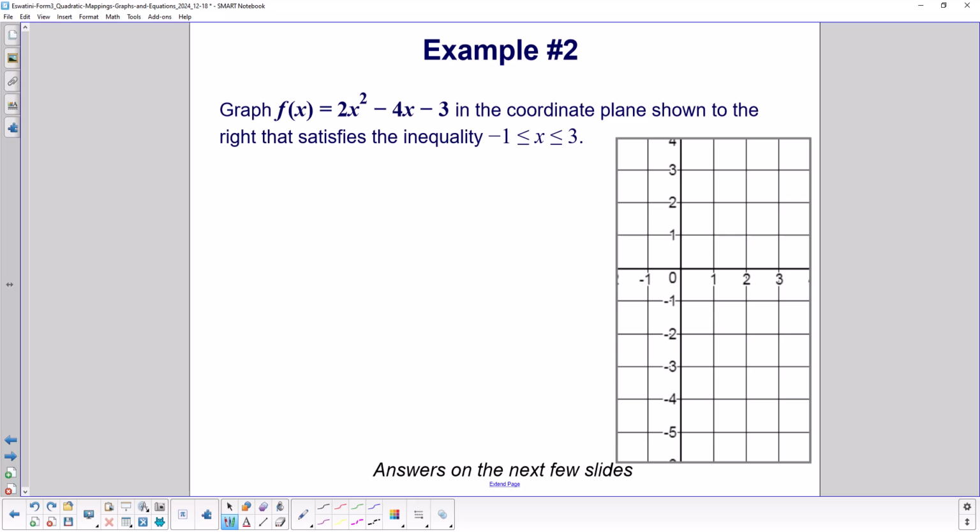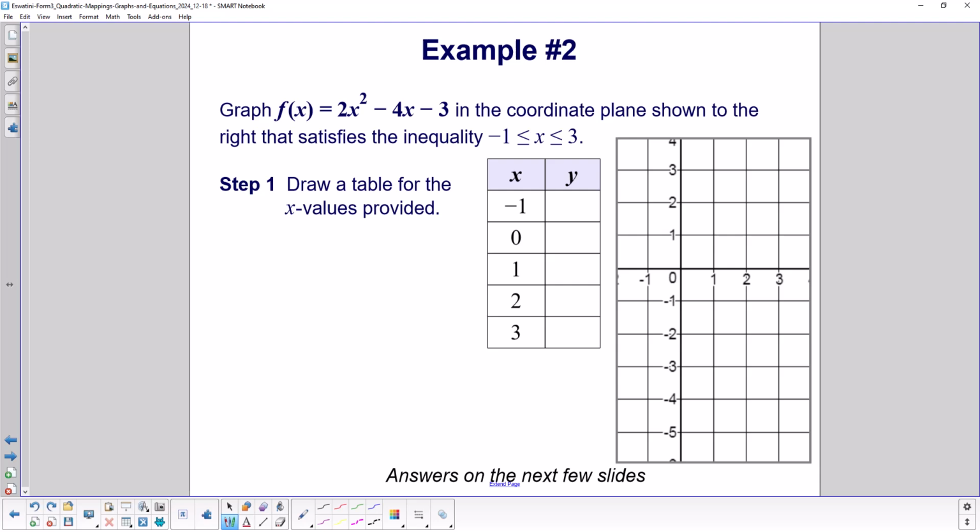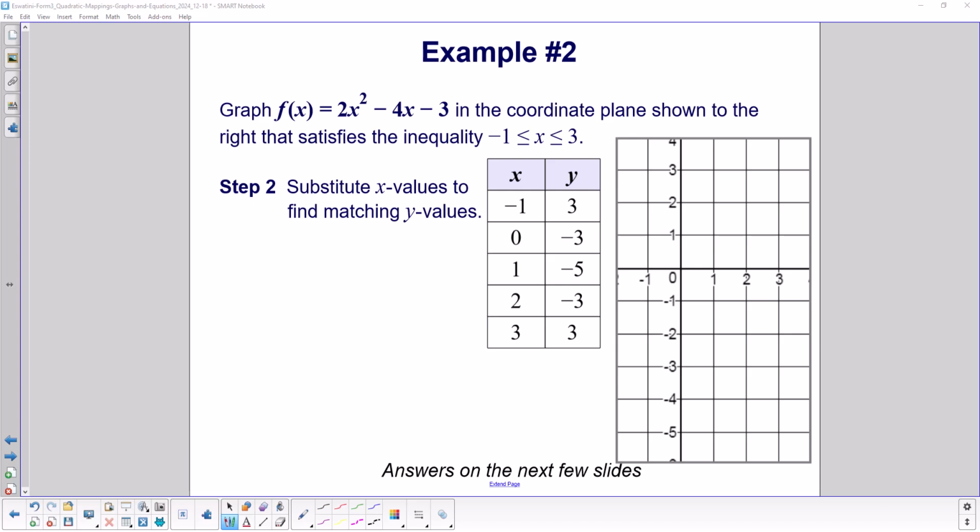Example 2. Graph f of x is 2x squared minus 4x minus 3. That satisfies the inequality now. It's -1 is less than or equal to x, which is less than or equal to 3. Step 1. Draw the table for the x values. And we go from -1 to 3. So here's -1, 0, 1, 2, 3. Substitute the x values in to find the matching y values.